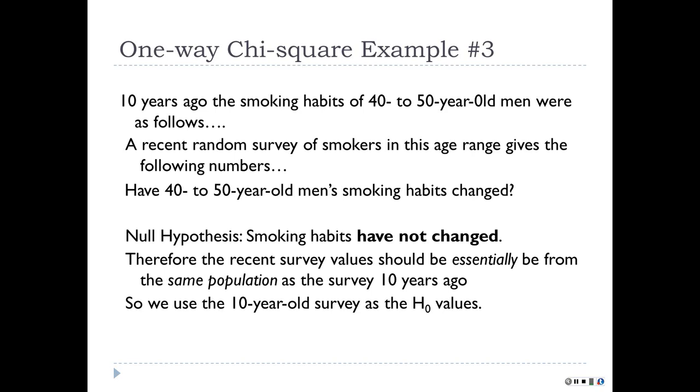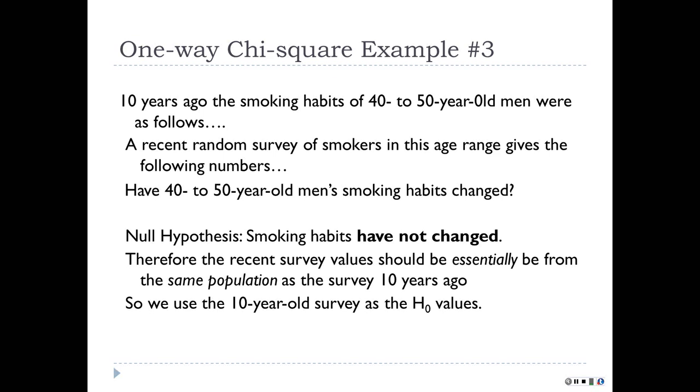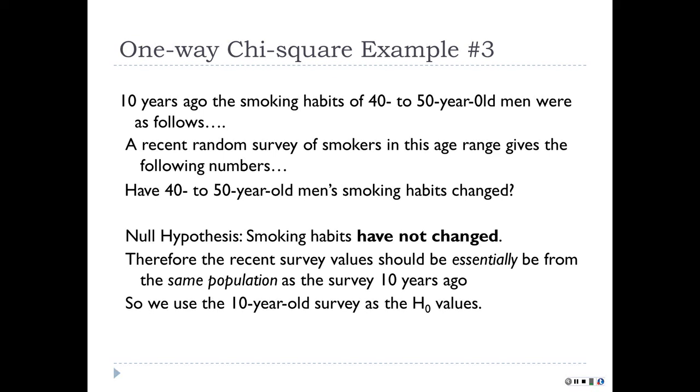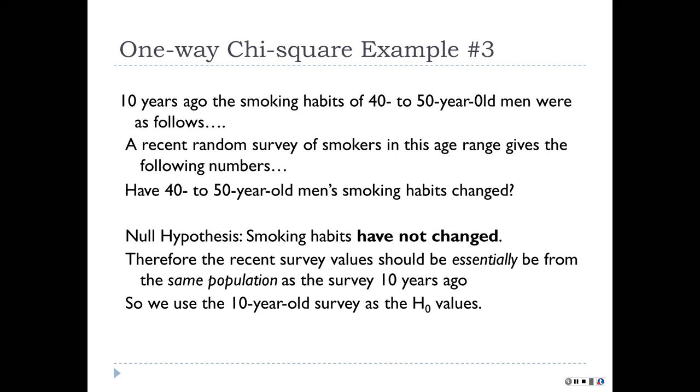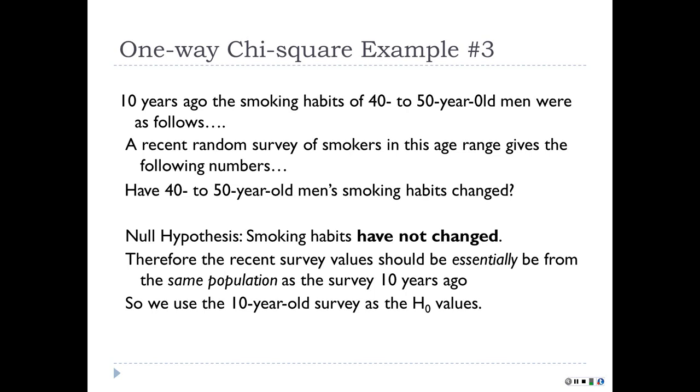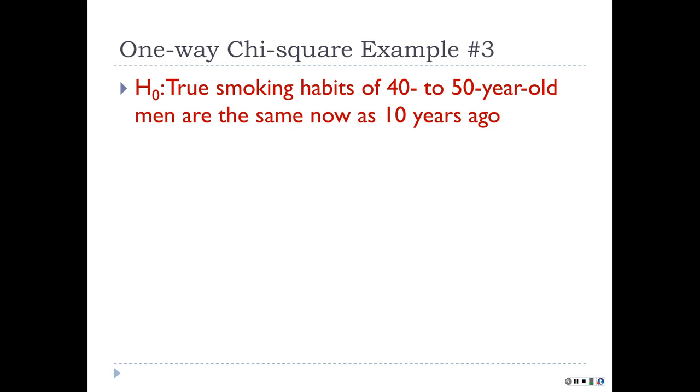Therefore, the recent survey values should be from the same population as the survey values from 10 years ago. I know it's different people, I know it was 10 years, but statistically speaking, the null hypothesis is saying that habits have not changed. Therefore, the data about habits comes from the same population because that population has not changed. Therefore, we use our 10-year-old survey values as the null hypothesis values. But those were in proportions, not in numbers, so we'll have to convert them into numbers.